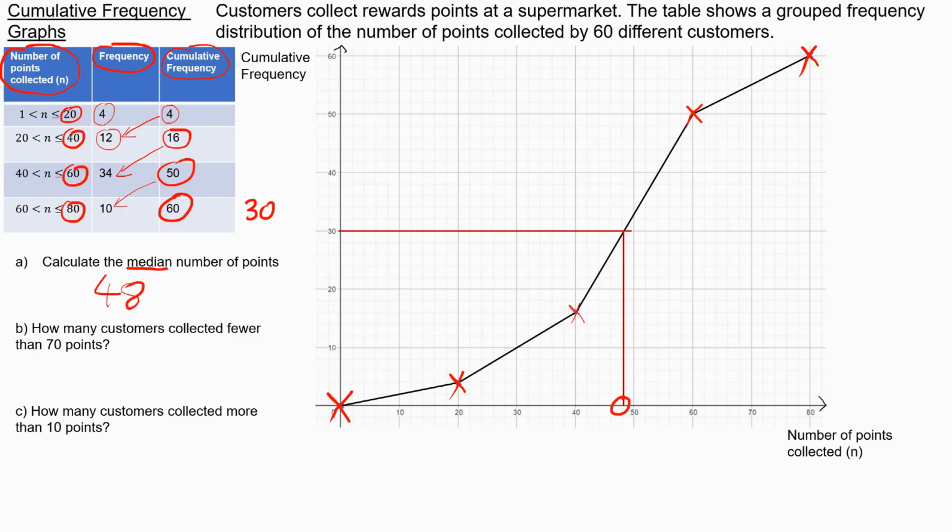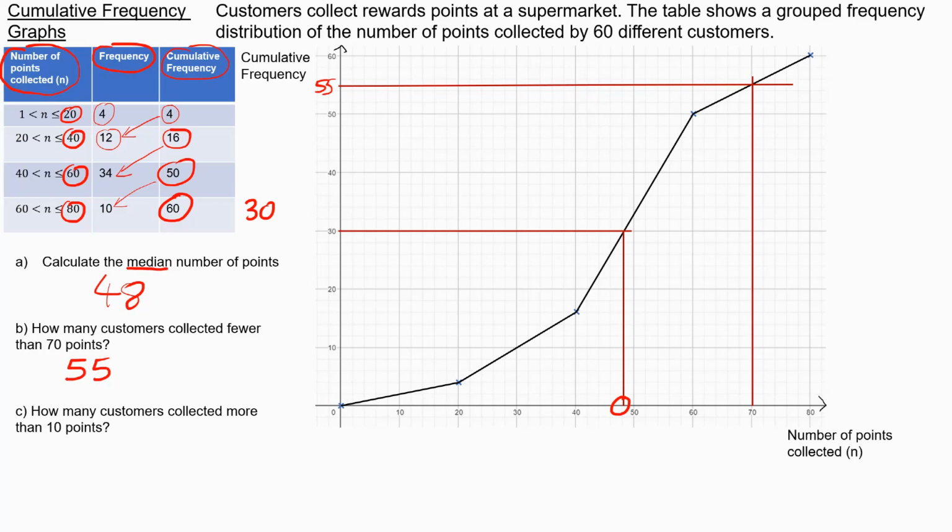For part B, we want to work out how many customers collected fewer than 70 points. To do this, I'm going to draw a straight line up from 70. Then I'm going to draw a line across to see what the cumulative frequency will be. And I can see that that's going to be 55. So I can say that 55 customers collected fewer than 70 points.